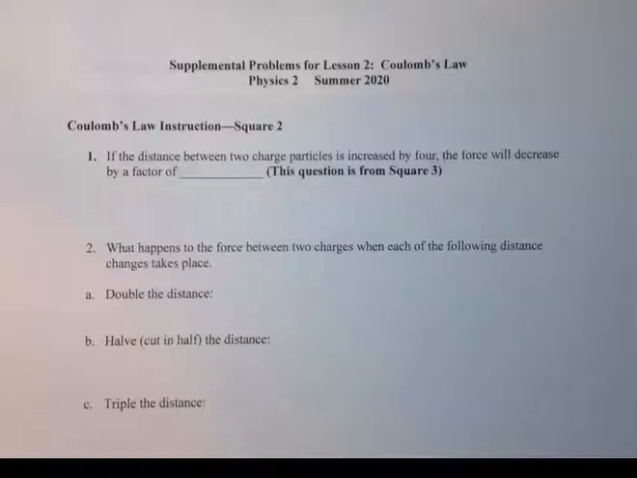All right, these are supplemental problems for lesson 2 on Coulomb's law. This assignment is going to go over the questions and the problems, some of them pretty complicated, that were presented in the Coulomb's law lesson. So let's go ahead and get started with that.